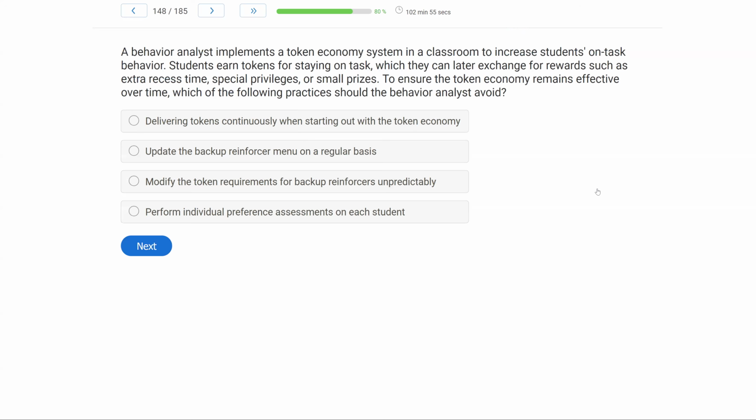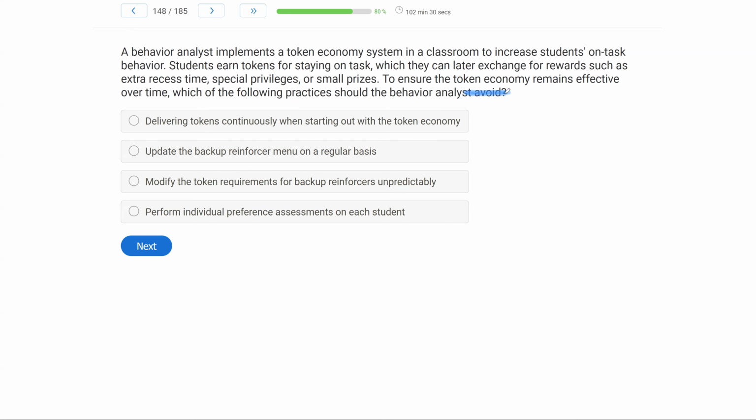A behavior analyst implements a token economy system in a classroom to increase students' on-task behavior. Students earn tokens for staying on task, which they can later exchange for rewards such as extra recess time, special privileges, or small prizes. To ensure the token economy remains effective over time, which of the following practices should the behavior analyst avoid? All right, so we're thinking about what practice should they avoid?